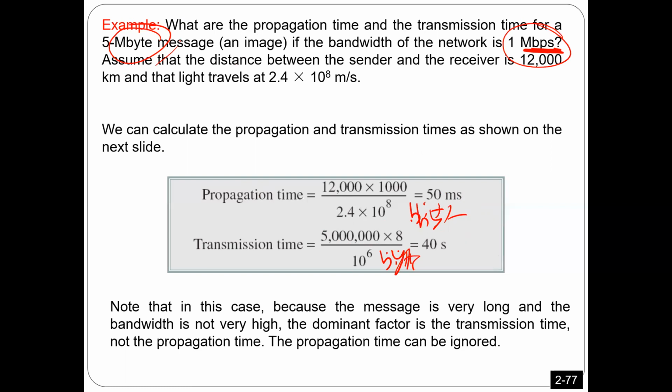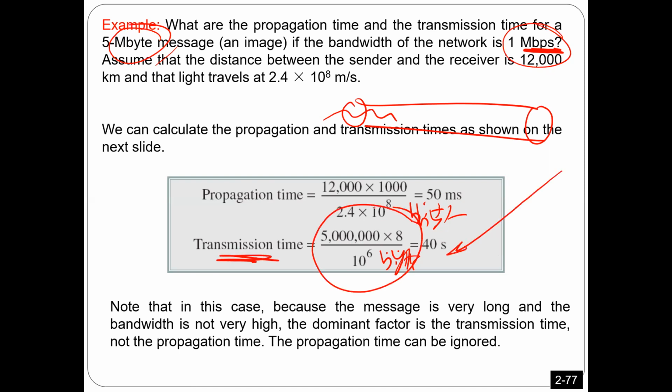Transmission is like transferring data from A to B, but what about from B? No, propagation means if you have a cable and I send a signal, the signal itself is going to take some time to move from point A to point B. This is propagation. The transmission, on the other hand, is related to how many bits you can transmit per second. It has nothing to do with the movement of the signal.